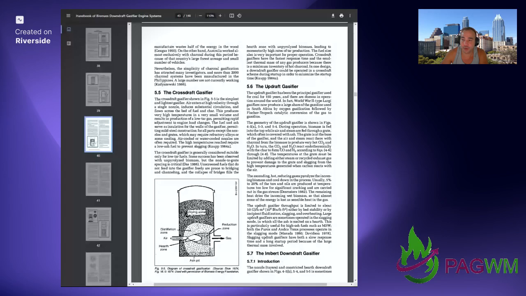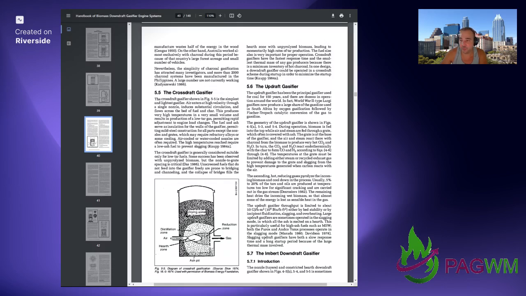Cross-draft gasifiers have the fastest response time and the smallest thermal mass of any gas producers because there is a minimum inventory of hot charcoal. In one design, a downdraft gasifier could be operated in a cross-draft scheme during startup in order to minimize the startup time. Very interesting.